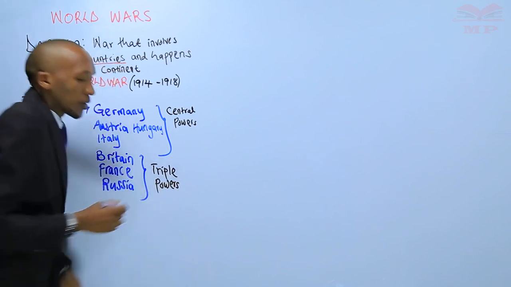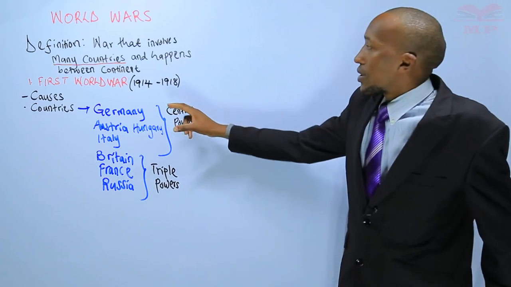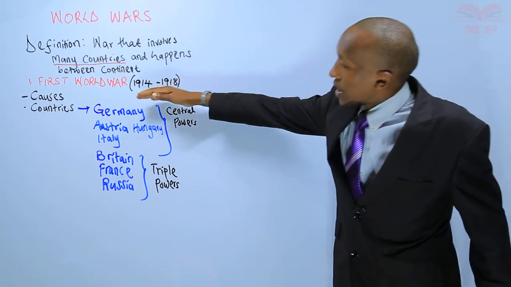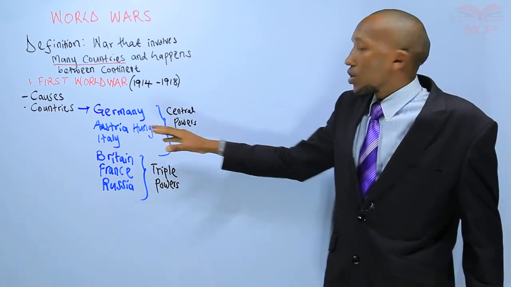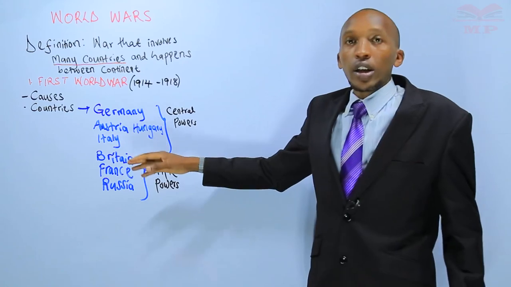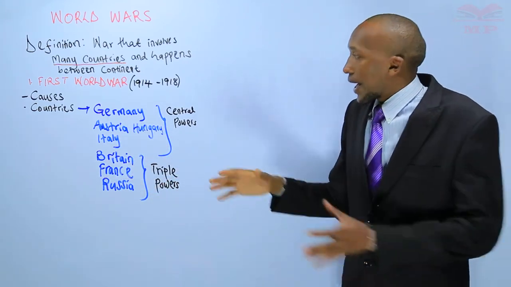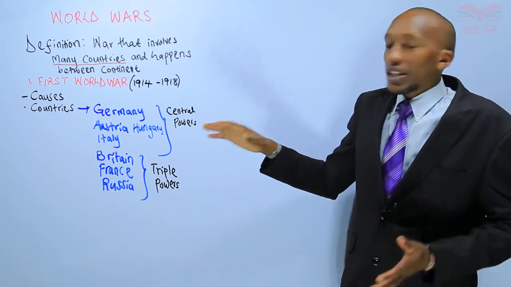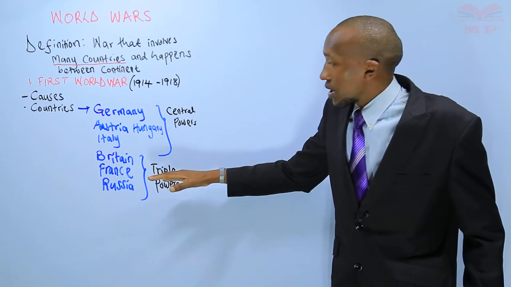The Triple Powers. So when you talk of countries, of these two groups, we have Germany and Austria-Hungary, together with Italy at the initial stages. But as we continue, we shall see that at some point, Italy will switch and join this other group towards the end of this war. But at the initial stages, we had these two groups. These ones were fighting against these ones.